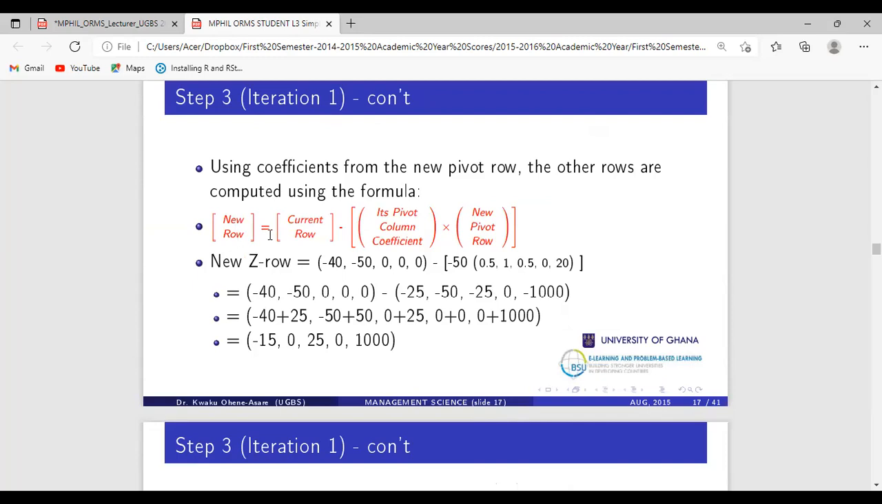Now there is a formula for finding the other values. You see that the Z value row, the Z row, and the S2 row are vacant now. We're going to fill them, and this is how. So please write this formula down. The new row will be the current row value minus its corresponding pivot column coefficient times the new pivot row values that we have computed. Please get this formula down, and then we will take this formula to our Excel and do the computation there.